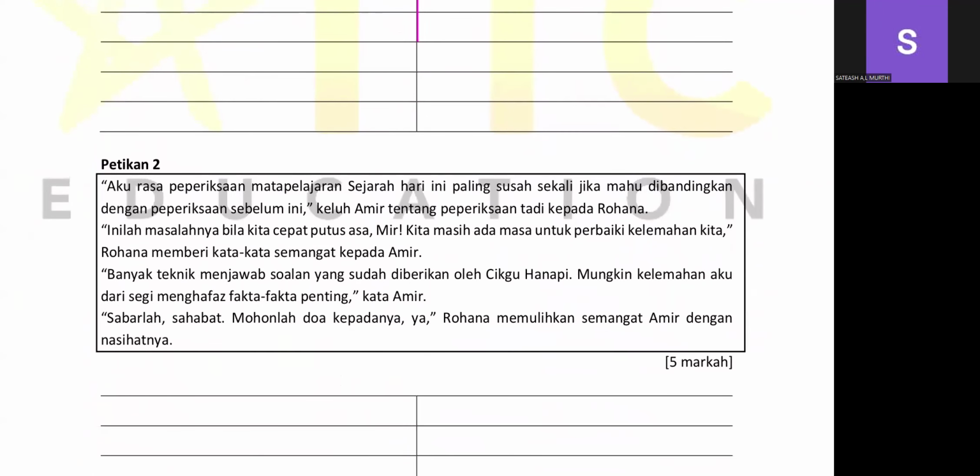Okay, aku rasa pendidikan mata pelajaran sejarah hari ini paling susah sekali. Jika mahu dibandingkan dengan peperiksaan sebelum ini, kalau ambil tentang peperiksaan tadi kepada Rohana. In this sentence, we have dua kesalahan. What is it? Paling susah sekali. Yes, correct. You need to change to susah sekali or what?